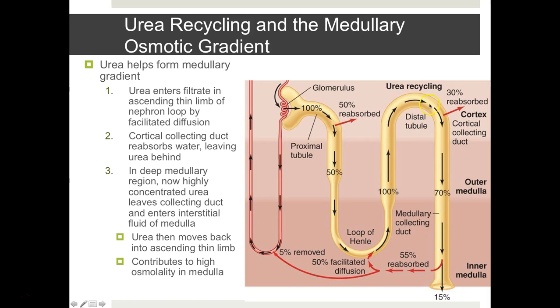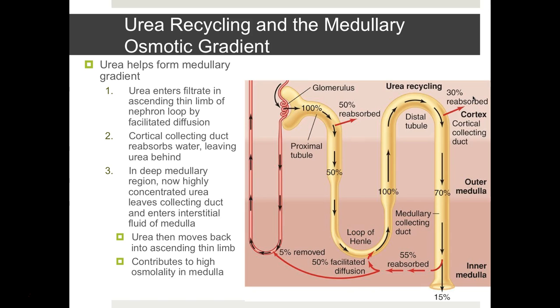We move past through the distal convoluted tubule here. 30% is going to be reabsorbed back into our blood. And so we're left with 70% here. But as we're moving down, like we saw before, we're reabsorbing 55% over here into our loop of Henle. So let's go back to our text here. Our urea enters our filtrate in the ascending thin limb of our nephron by facilitated diffusion. So again, we want our urea to stay in our nephron because it is a waste product, but we also reabsorb some of our urea because we want water to follow it.